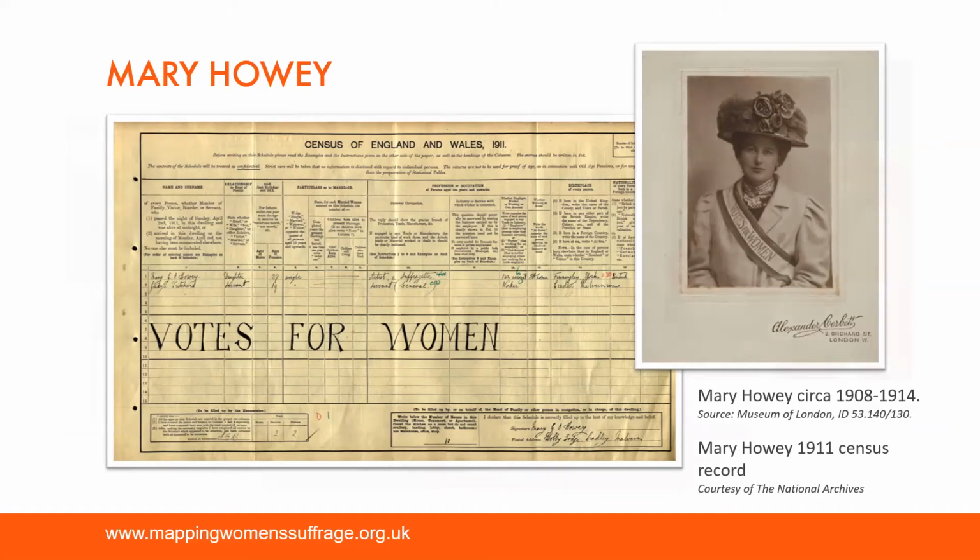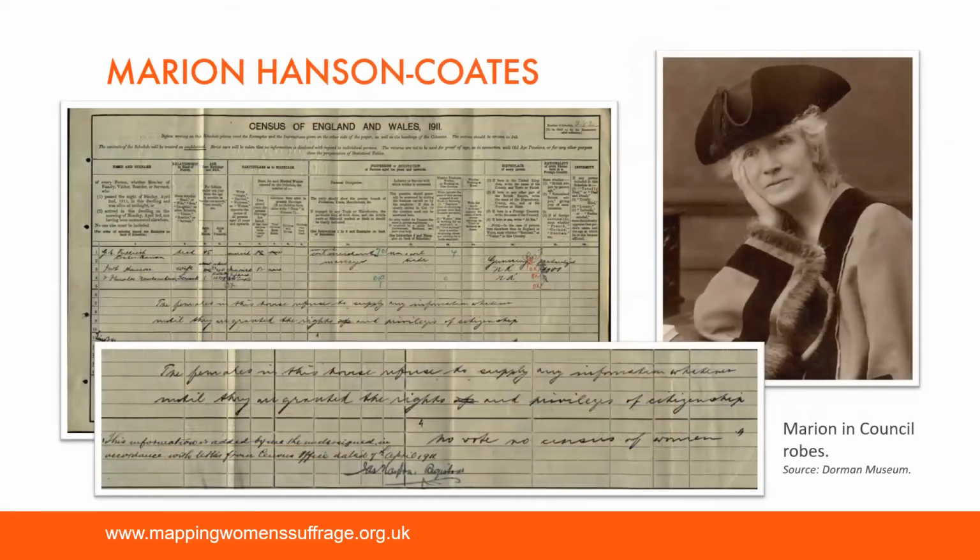And an example of this on this next slide is from Marion Coates Hanson, who in 1911 lived in Roman Road in the northern town of Middlesbrough. Now, she took part in the census boycott as a resister and as a member of the Women's Freedom League, as did her sister-in-law, fellow WFL member and near neighbour in Roman Road, Alice Schofield Coates, and the two are on our map.